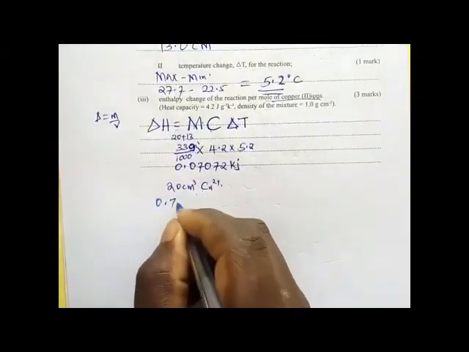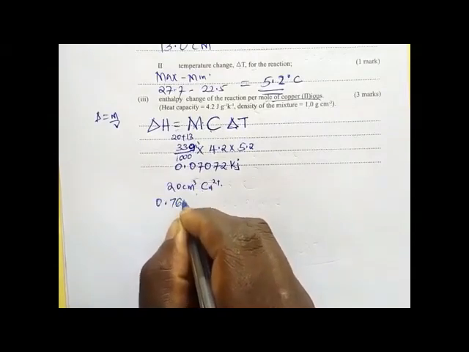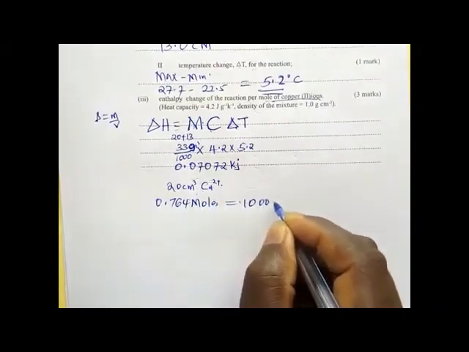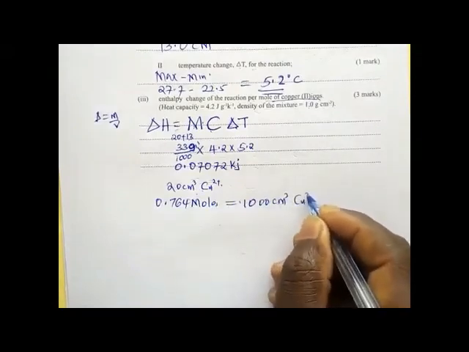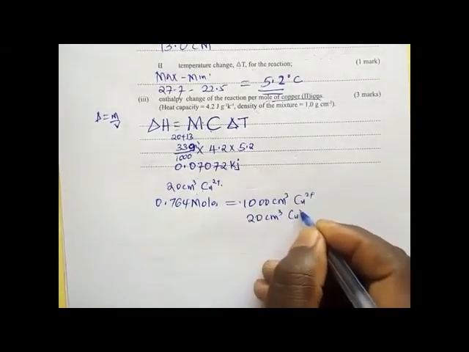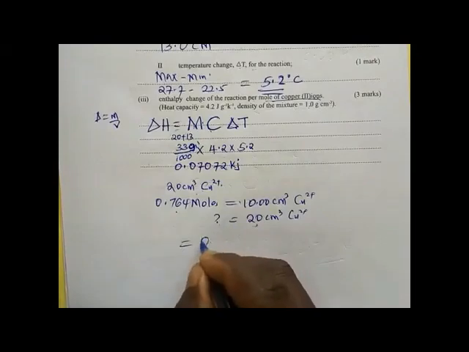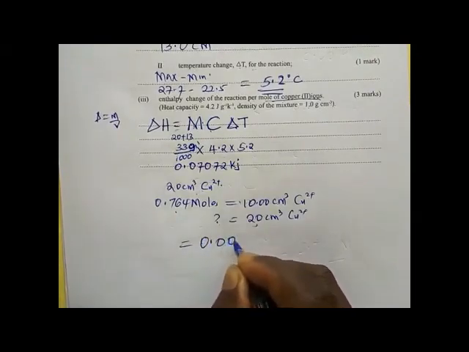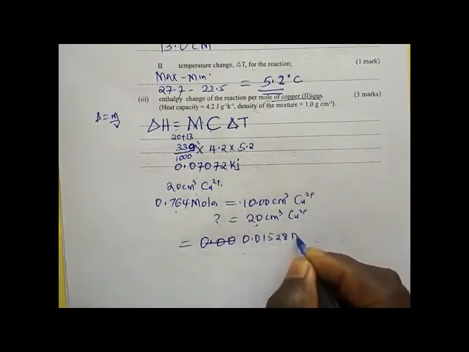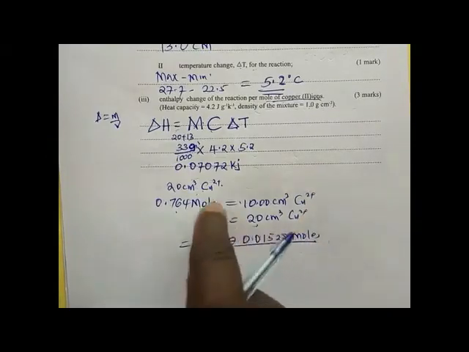So 0.764 moles are in 1,000 centimeters cube of copper 2 ions. We will ask, 20 centimeters cube of copper 2 ions will give us which moles? This times divided by this, which will give us 0.01528 moles. So this is the number of moles of copper 2 ions that was able to produce this.